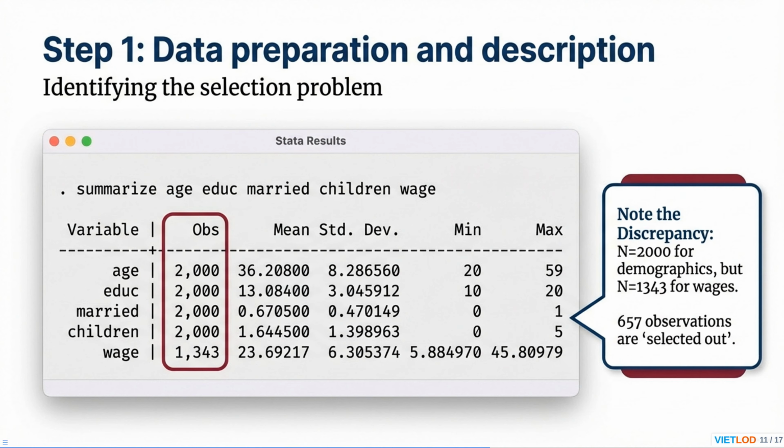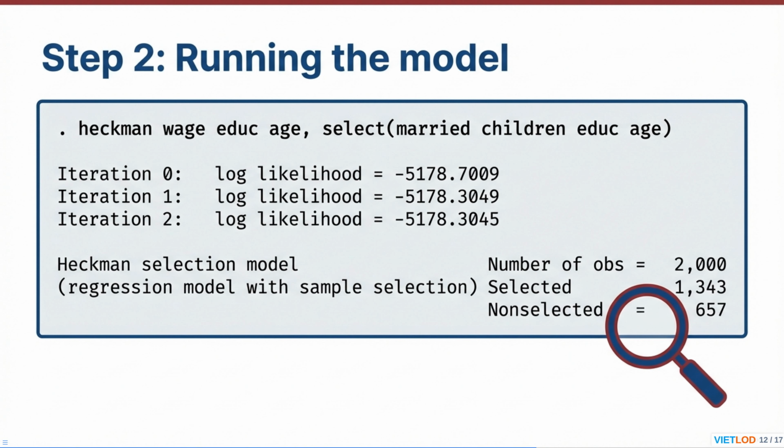This discrepancy means that 657 individuals are selected out of the wage data, as their wages are unobserved. This immediately signals a potential sample selection problem. A standard OLS regression on this incomplete wage data would automatically exclude these 657 observations, potentially leading to biased and inconsistent estimates. It highlights why a specialized approach, like the Heckman model, is necessary to correctly analyze this data.